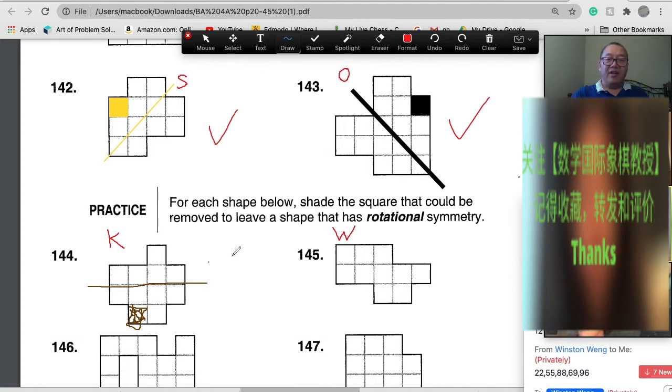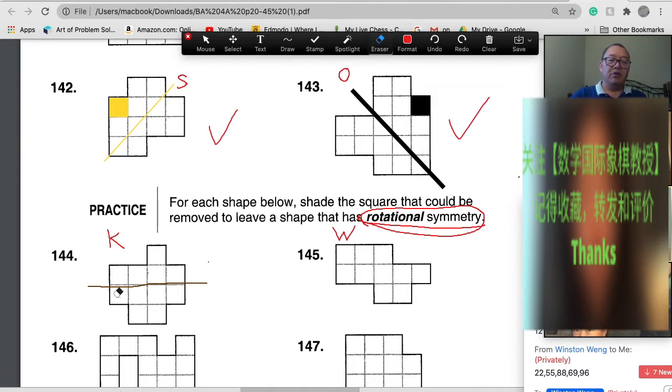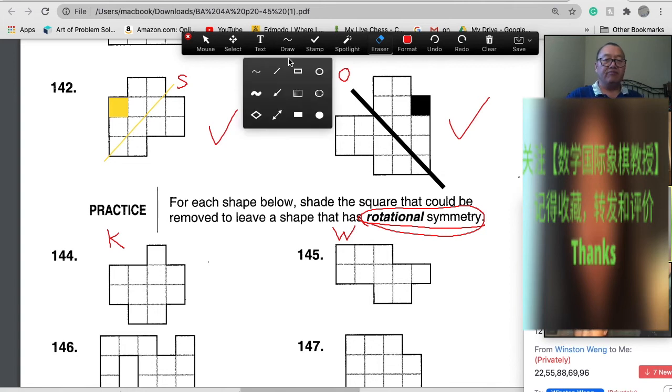Wait, this one has changed. It says, for each shape below, shade the square that could be removed to leave a shape with rotational symmetry. If you take this away, is this one rotational symmetry? If this problem is the same as the previous one, that's fine. But now this one changed. They ask that after you remove one square, the shape you get has rotational symmetry. So you need to do this one again. That one is not right. If you do this, that's not the correct answer. Think.